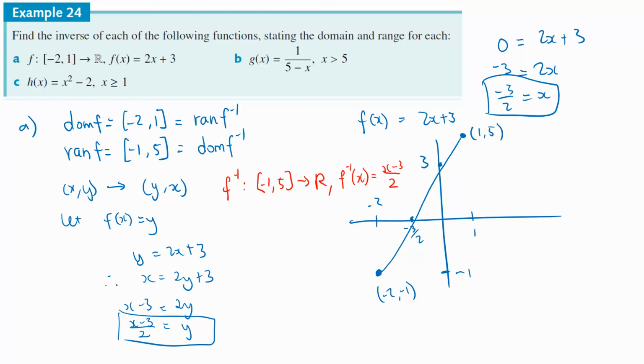So what have I covered in these 3 steps? Domain switches with the range. So I've done the 3rd point. I've talked about the reflection, which is your first point. And the second point is, is it a one-to-one in order for it to exist? I drew the linear graph to see.